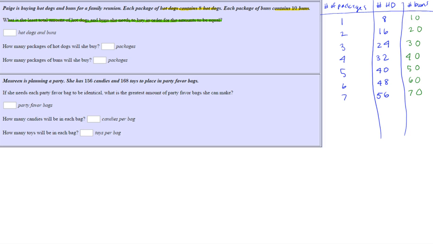So looking at this chart, well, we have 8 hot dogs. That doesn't correspond. 16, nothing matches up. 24 doesn't match up. 32 doesn't match up. And now we have 40. So there's a way to buy packages of hot dogs and buns so that we have 40 hot dogs and 40 buns. So 40 hot dogs and buns is our answer.